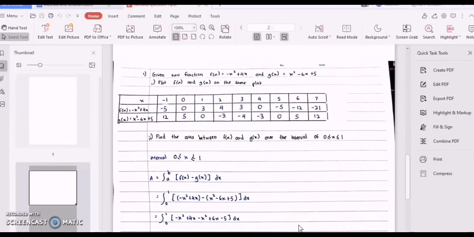Number 1, for the solution, given two functions f x equals negative x squared plus 4x and g x equals x squared minus 6x plus 5. The first step, we need to plot the graph for f x and g x.